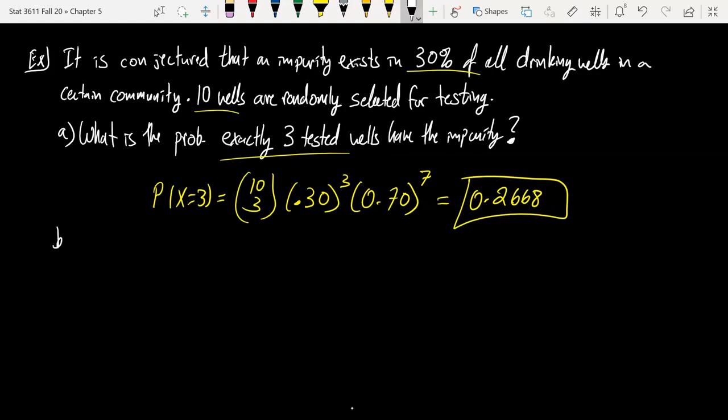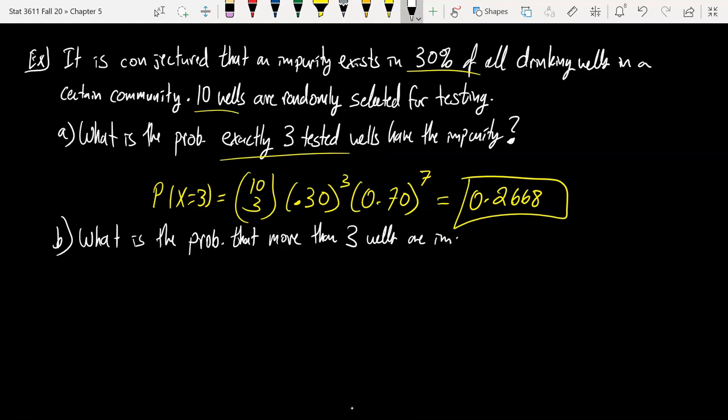A pretty standard binomial question there. Part B is really what I want to look at and spend some time on. What's the probability that more than 3 wells are impure? More than 3 wells have the impurity.